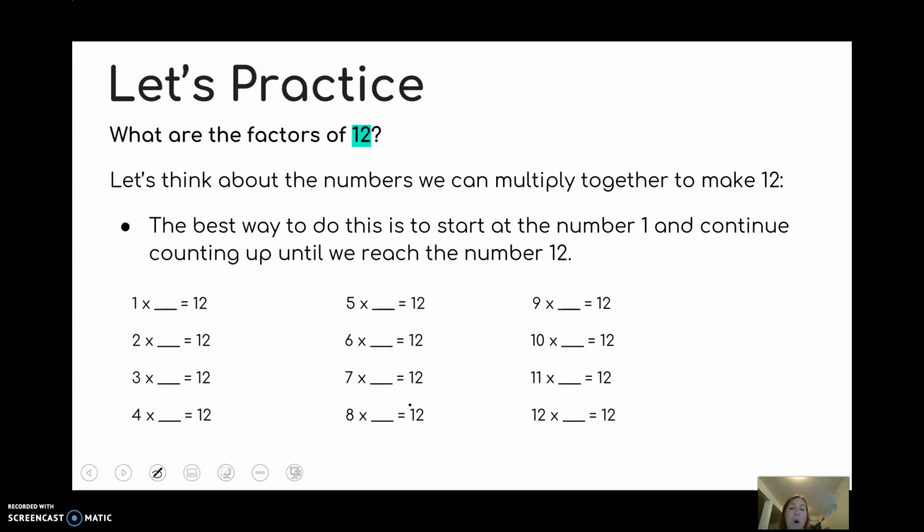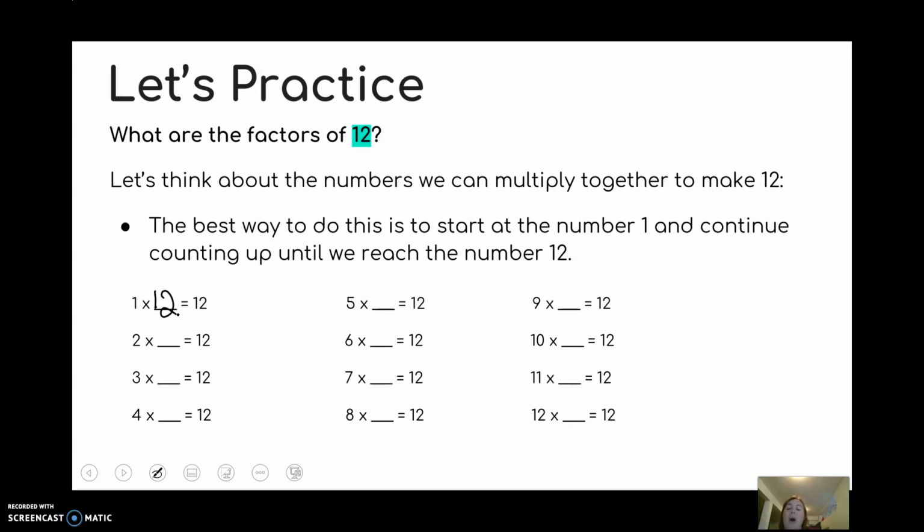So we're going to think about all the numbers that we can multiply together to make 12. The best way to do this is to start at the number 1 and continue counting up until we reach the number 12. So when we're thinking about whether or not a number can be multiplied by something else to get 12, what we're really doing is we're coming up with the multiples of that number. So what I mean by that is, let's start with number 1. And I know that 1 times 12 equals 12. So that's our first factor. 1 and 12 are our first two factors.